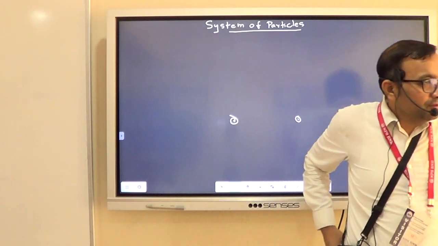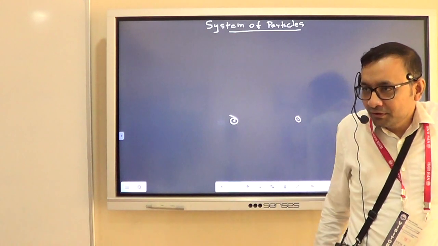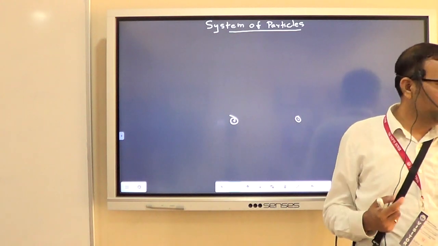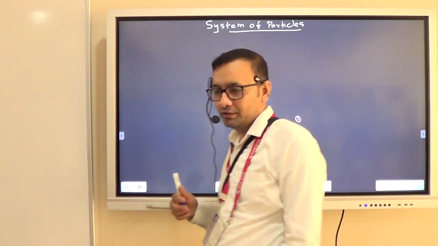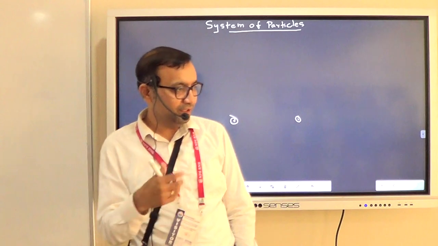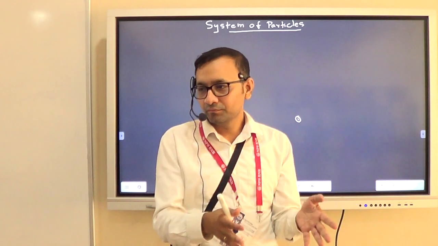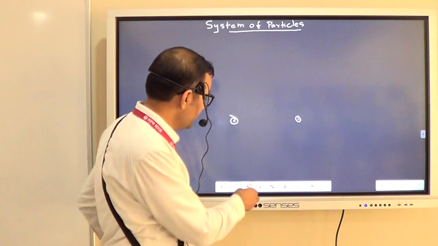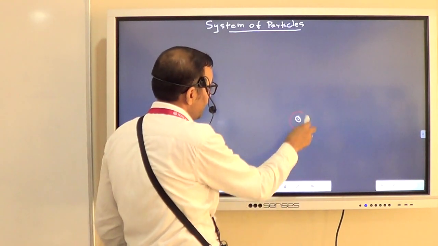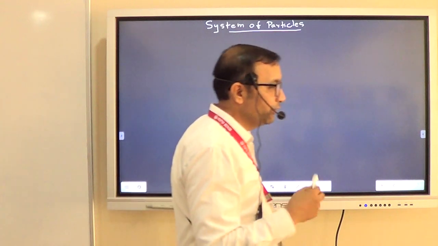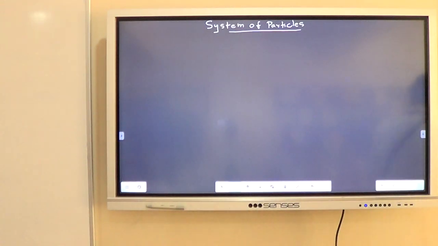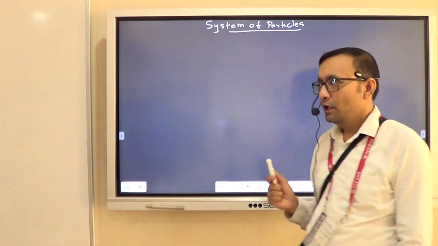And fluids, what is fluid? Is it a single particle? No, multiple particles are moving. So even fluid is a system of particles. So we have already started studying system of particles. First time we are studying it exclusively. So when we are studying system of particles exclusively, we are going to assume that we don't know anything. So we will start from scratch.